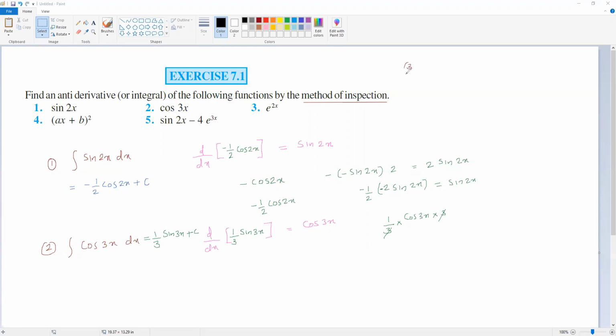Third question: integral of e to the power 2x dx. What we have to find is the derivative of which function is e to the power 2x. The derivative of e to the power x is e to the power x. So the derivative of e to the power 2x is e to the power 2x times 2, since we must multiply by the derivative of 2x. But we don't want that times 2, so we multiply by 1/2. So the answer is 1/2 e to the power 2x plus C.